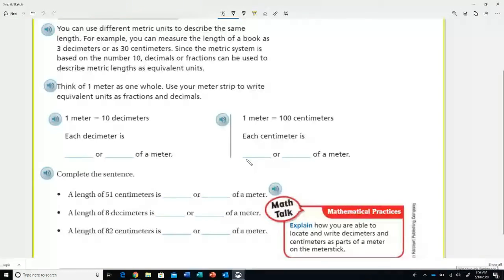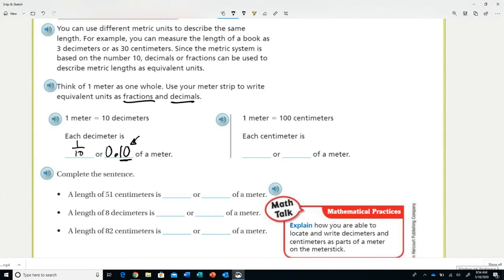All right. So let's take a look at this. 1 meter equals 10 decimeters. So each decimeter is blank or blank of a meter. So we're going to use a fraction and a decimal. So if I need 10 decimeters to equal a meter, that is 1/10 as a fraction, or 0.1 as a decimal. You could do 0.10 for a decimal if you wanted to kind of see that 10 right there. This last zero is optional, just so you know. But I kind of like seeing it as 10. I think it makes it a little easier to compare with the fraction.